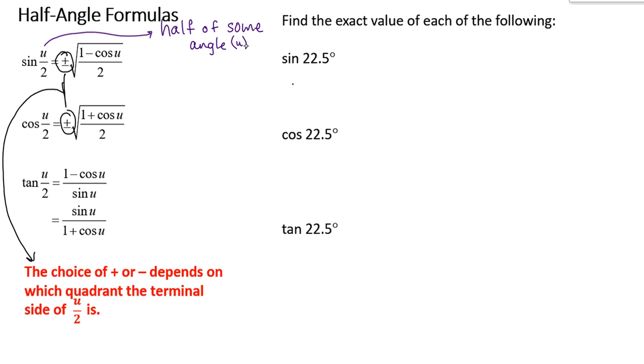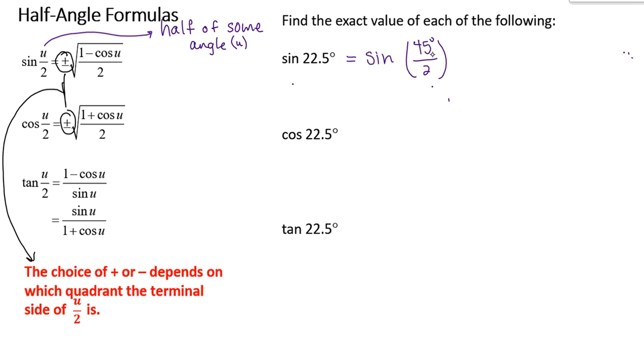So how does that help? Well, look at these right here, 22.5. That's not an angle on our table over there, but if you think of this as being the sine of 45 divided by 2, which is the same thing as 22.5, now 45 comes from our table. We can find the values quite easily.